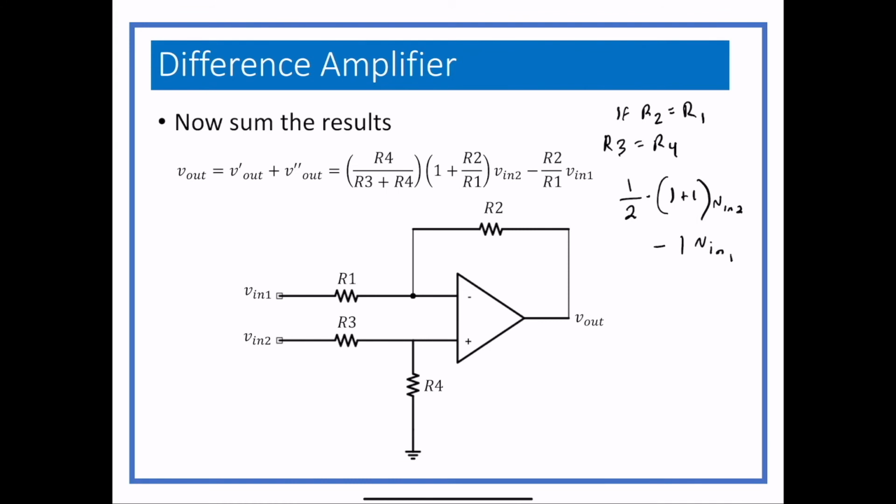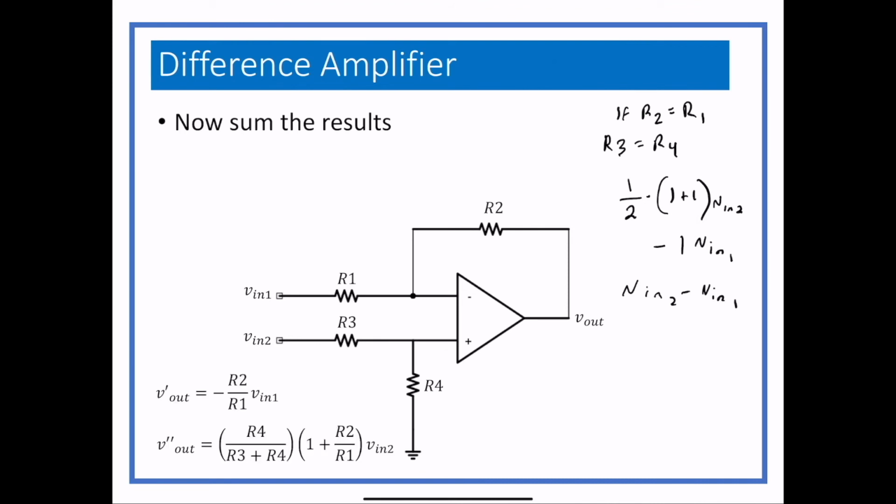So basically what we get is VN2 minus VN1, which is why they call it a difference amplifier, because if you set the resistors just right, you can just have the two voltages going in and just creating a difference between the two. So if R2 and R1 are equal and R3 and R4 are equal, then you can create an amplifier in which it's just the two voltages and the difference between them that is being processed. It's basically just going to give you the difference between the two, which is why we call it a difference amplifier.